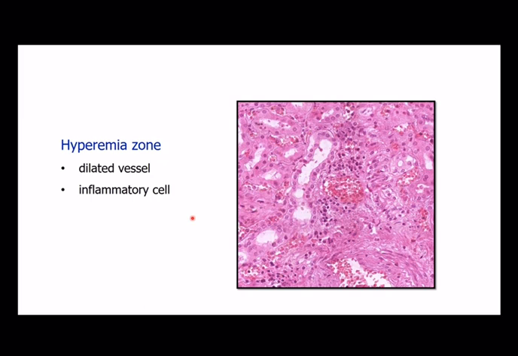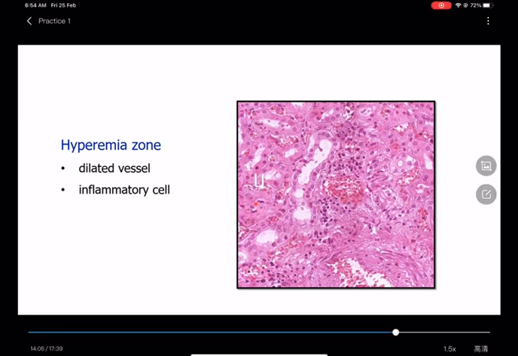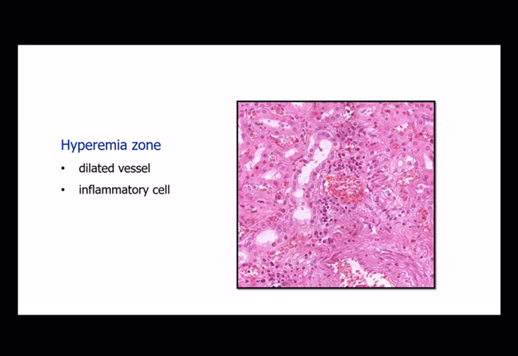This is the hyperemia zone at high magnification. We found many dilated vessels like this one, and this one. And also lots of inflammatory cells in the background. Lots of them are lymphocytes like this, and this.